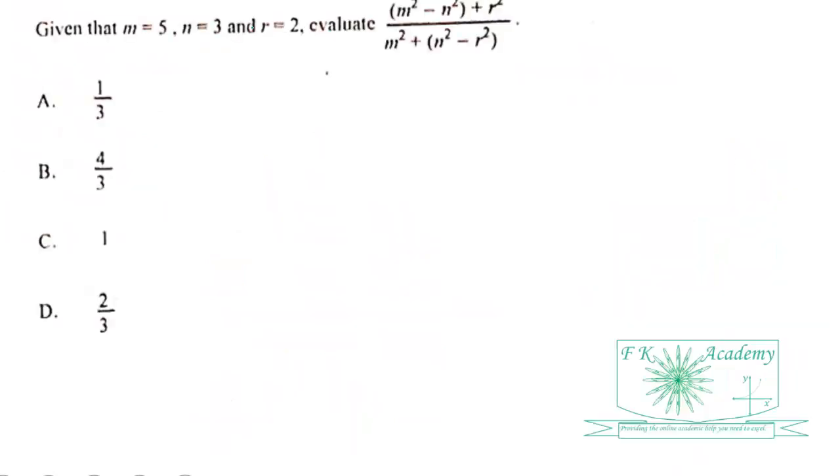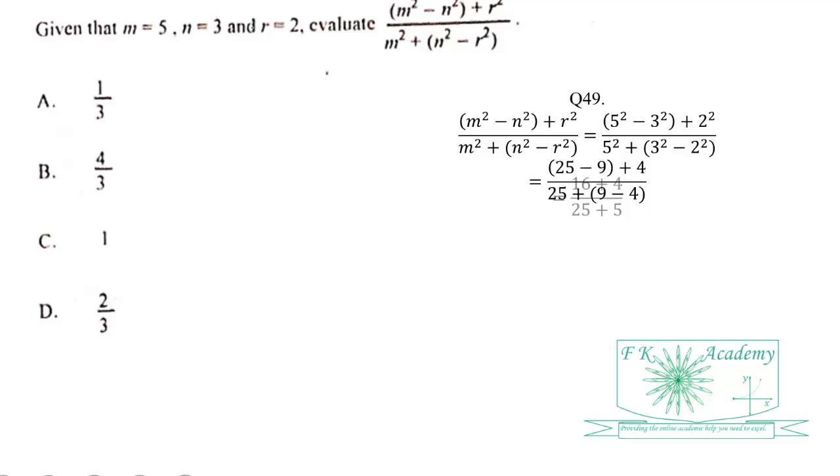Given that m is equal to 5, n is equal to 3, and r is equal to 4, evaluate m squared minus n squared plus r squared all over m squared plus n squared minus r squared. So we substitute the values and simplify, and that will give us 2 over 3.